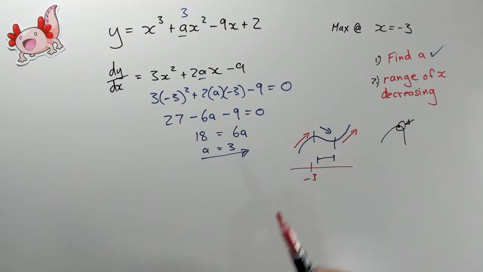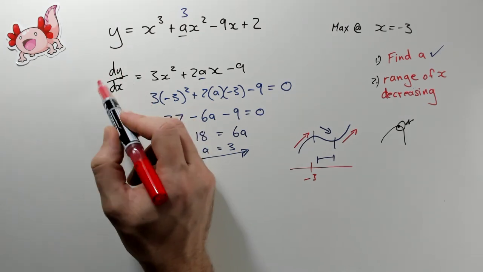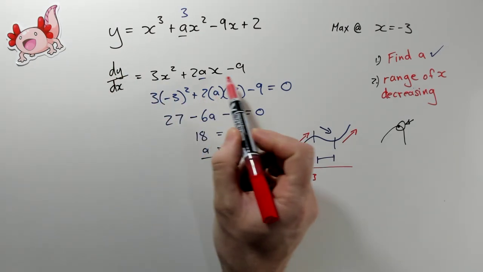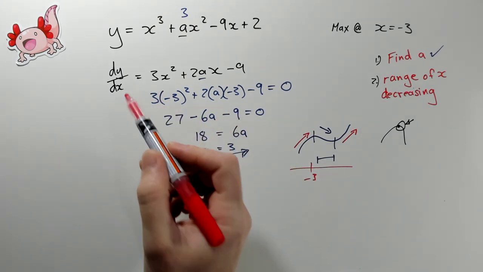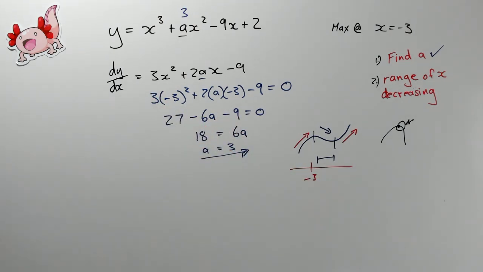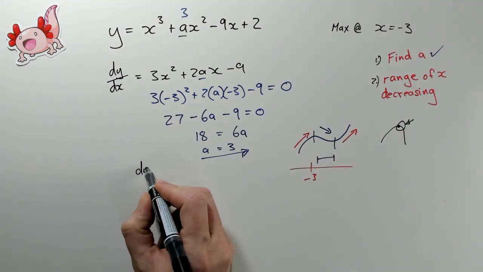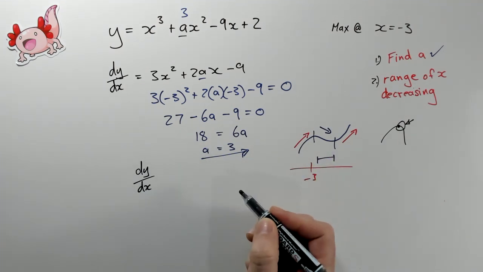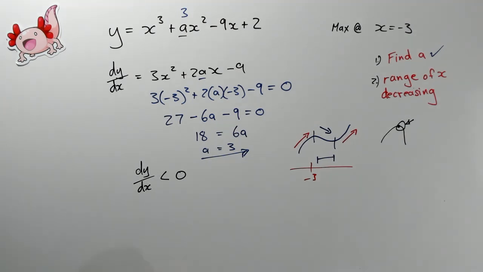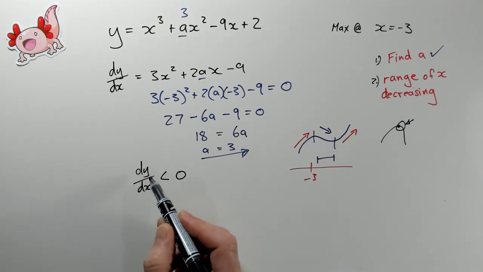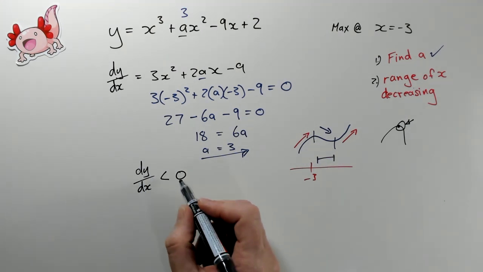The derivative, this gradient function, will tell me everything about the gradient. So what I can do is say, well, for a function to decrease, dy over dx must be smaller than 0. So anywhere my derivative is smaller than 0, I know this function will be decreasing.